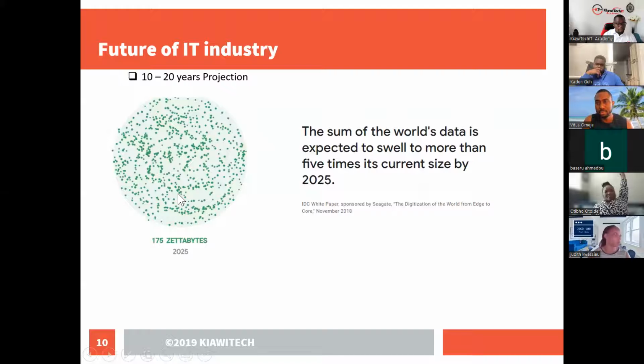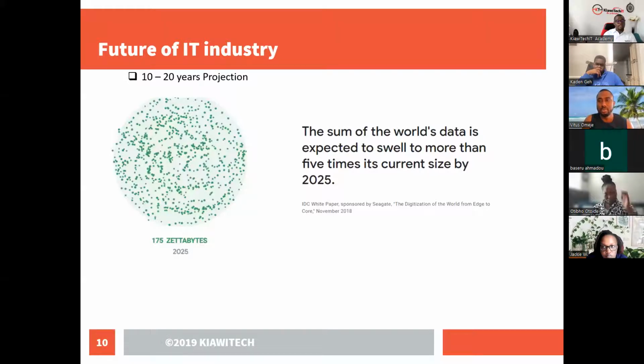We need people to design architecture to manage the data. We need people to manage this data. We need people to run reports out of this data. We need people to create infrastructure that is able to contain this data. And that's what you guys are doing, right?